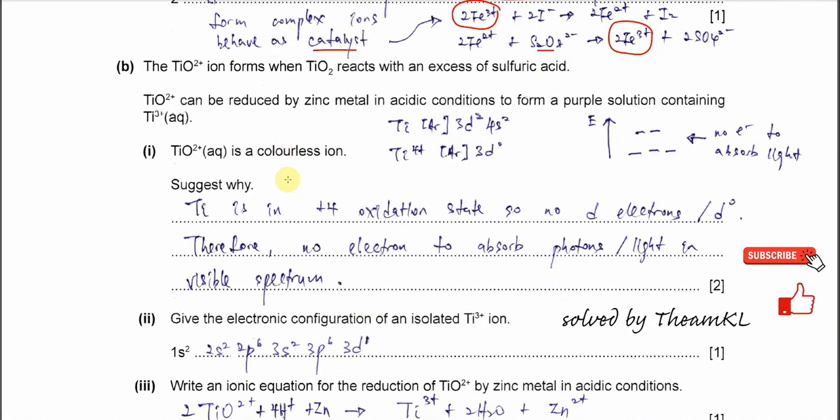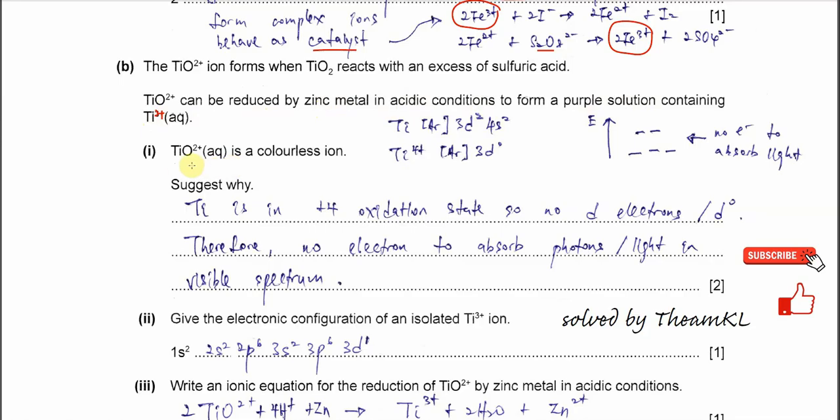Part B. The TiO2+ ions form when TiO2, this titanium dioxide, reacts with excess sulfuric acid. The TiO2+ can be reduced by zinc metal in acidic condition to form a purple solution, which contains Ti3+.